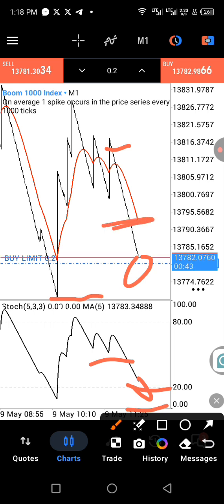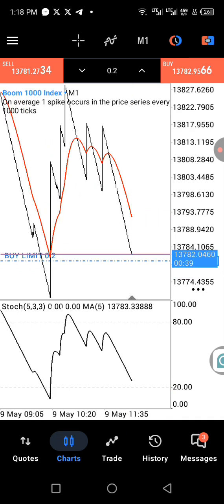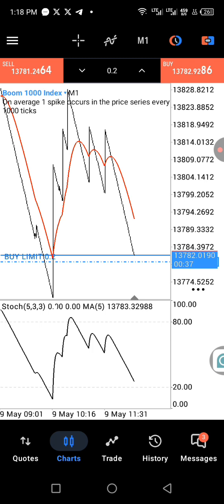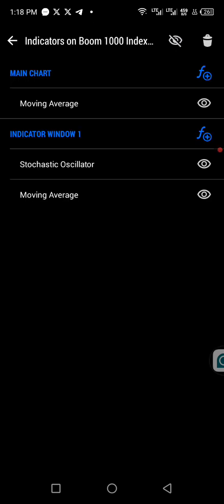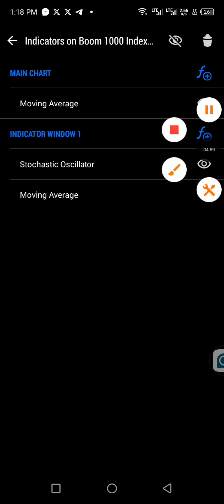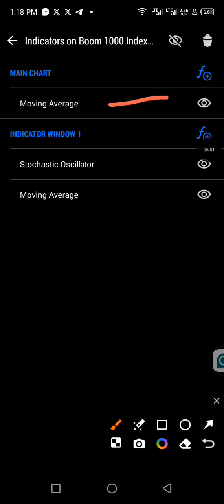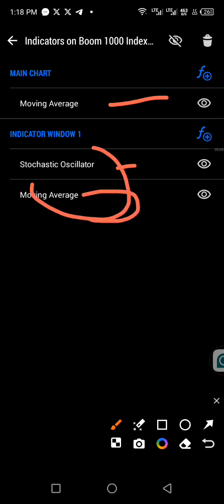So how do you use this strategy basically? Let me quickly show you how to set up your indicators. These are the three major indicators you're going to be using: a moving average, then a stochastic oscillator, and we're going to be using another moving average inside the stochastic oscillator. That's inside indicator window 1.